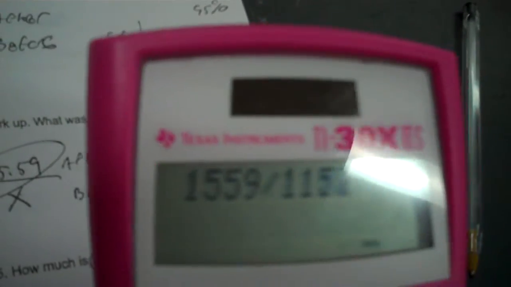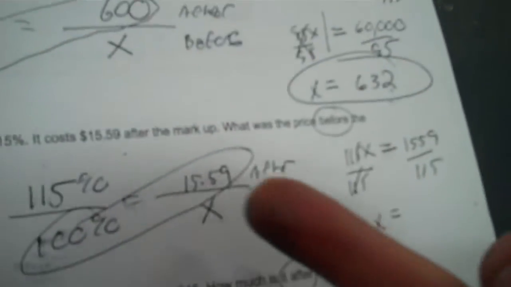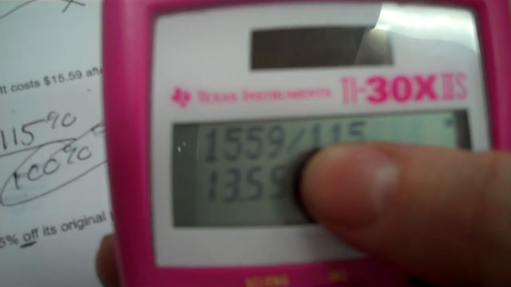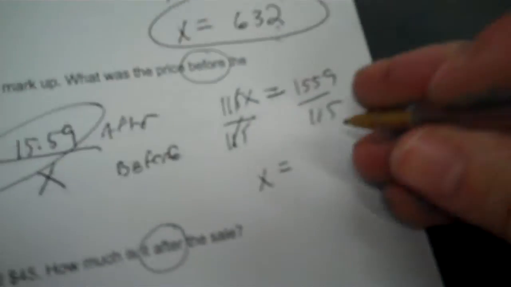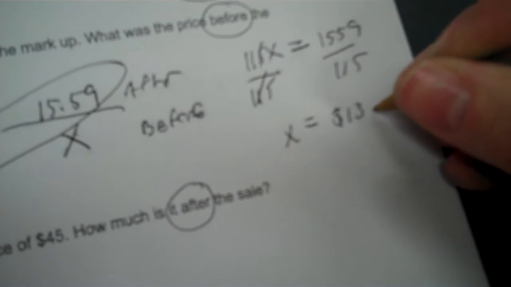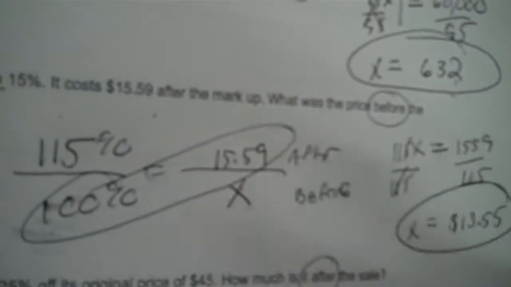So 1,559 divided by 115. Now, look at your label. It's money, so I can have a decimal, but I should only have two numbers after the decimal. So I'll put 13.55. You can also put 13.56, that would be okay too. You can have a decimal if you're talking money.